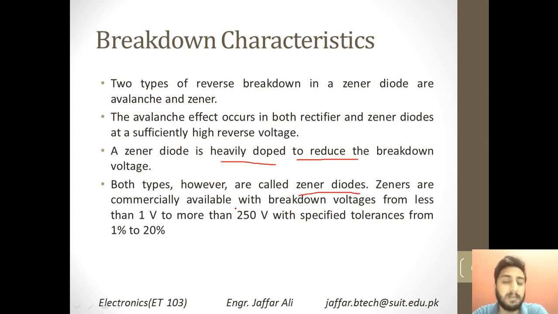Zener diodes are commercially available with breakdown voltages from less than 1 volt up to 250 volts. It means that it is up to you and your application which Zener diode you want to use in your circuit. And this normally comes with a tolerance of 1% to 20%. That means if you are using 1 volt, the value can vary from 0.9 to 1.1. This is what is meant by the tolerance value.